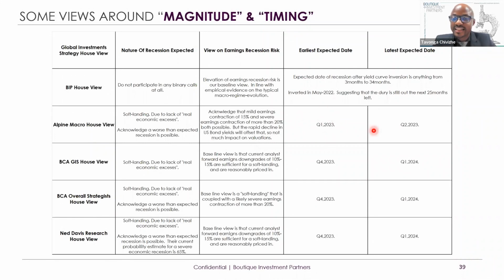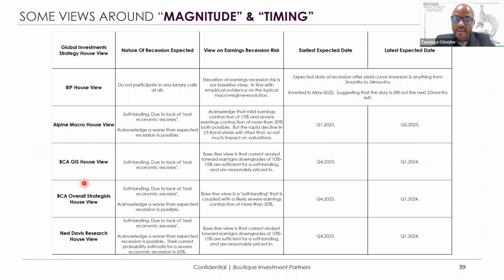They expect the latest time for this recession to occur to be in the second quarter, and they actually then expect to move from 10% underweight equities to 10% overweight equities in the second quarter of this year. So pretty much, when will this happen? They think it can happen anytime in the coming 3 to 6 months, and it can be much sharper than anticipated, which is not a good thing, all else equal.